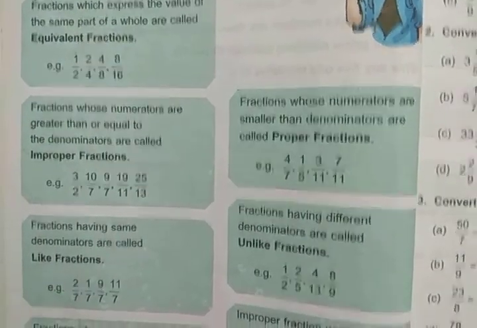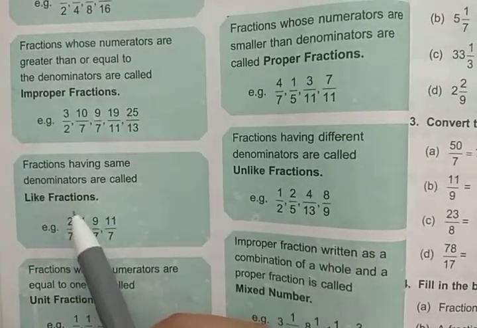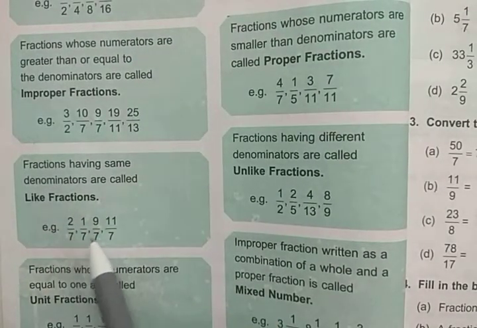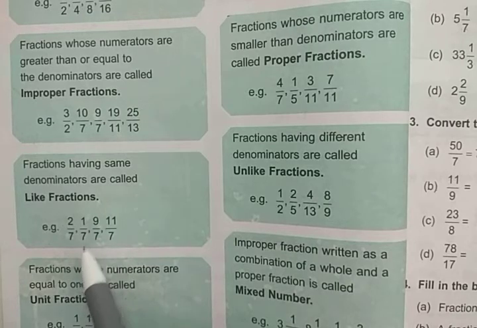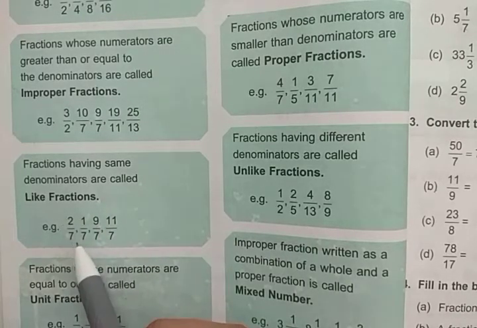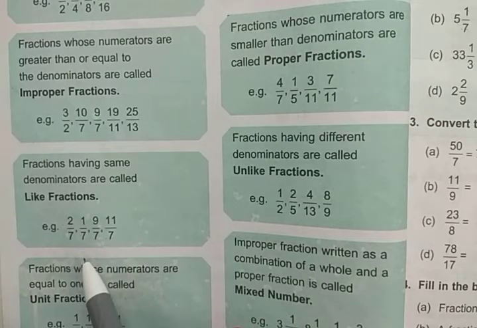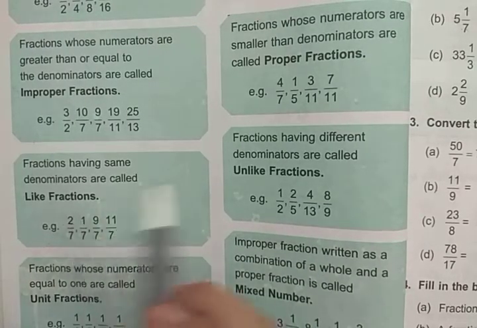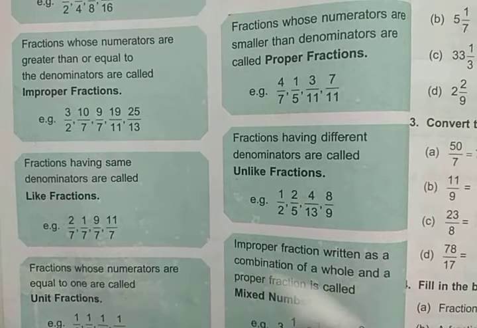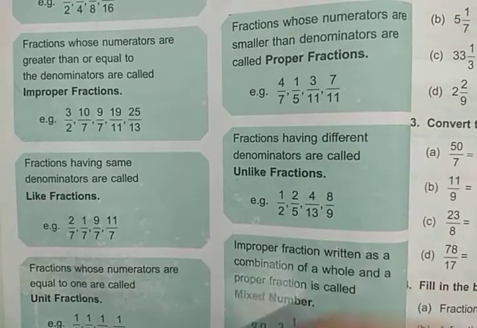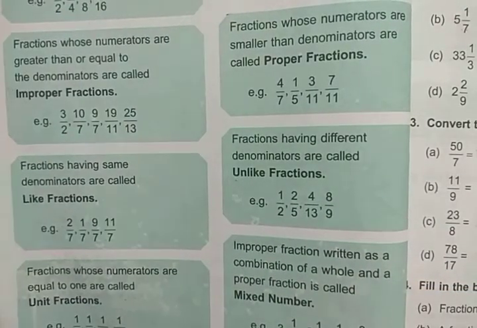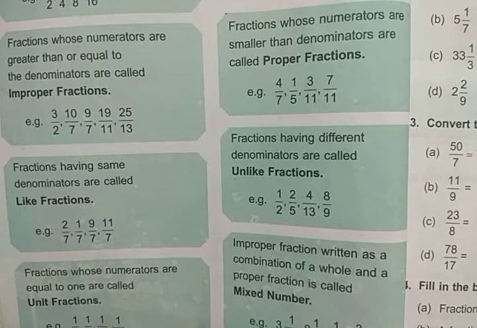Next is your like fraction. Like fractions are those in which the denominators are same. Or you can say fractions having same denominators are called like fractions. So ऐसे fractions जिनमें denominator same होते हैं, such type of fractions are called like fractions. And opposite to like fraction is unlike fractions. ऐसे fractions जिनमें denominators same नहीं होते हैं, different होते हैं, such type of fractions are unlike fractions.